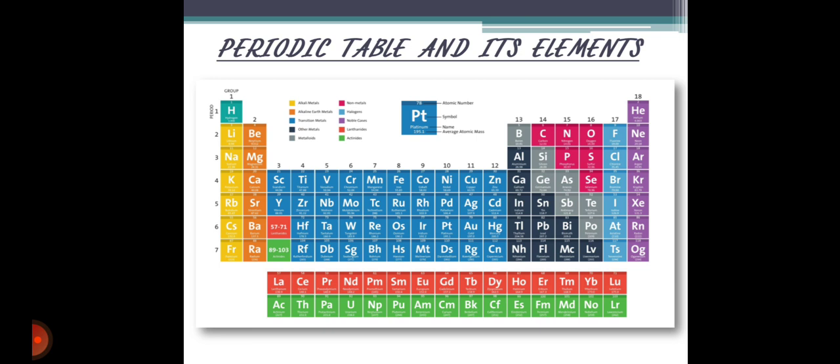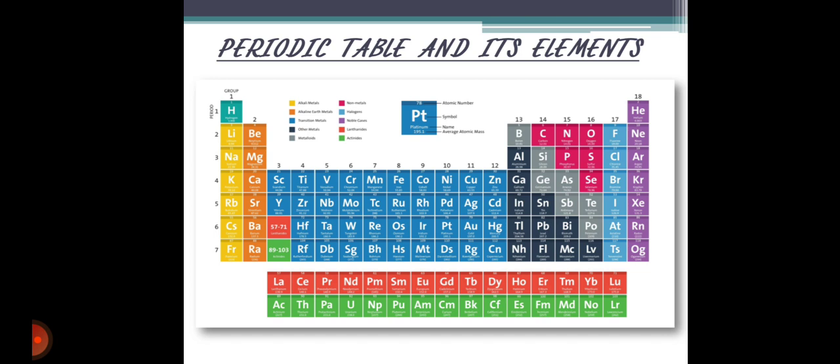So group 1A, we can see group 1, where hydrogen, lithium, and sodium are present. Group 1A are called alkali metals because they react with water to form an alkaline solution, which is basic, and they are very reactive. Group 2 are called alkaline earth metals because they are reactive but not as reactive as group 1, and they are also soft metals.